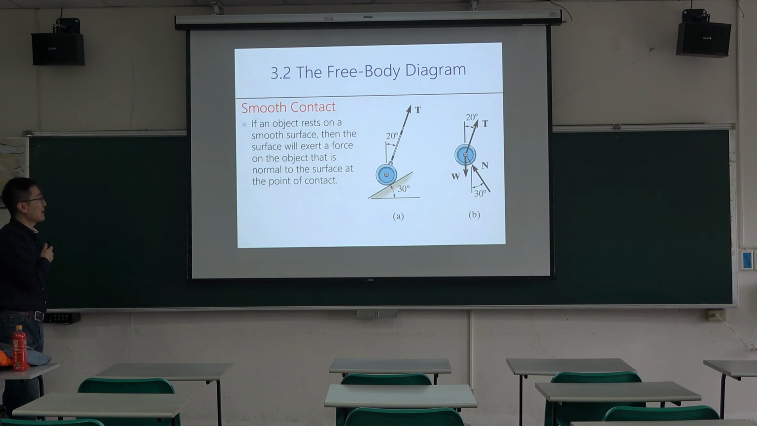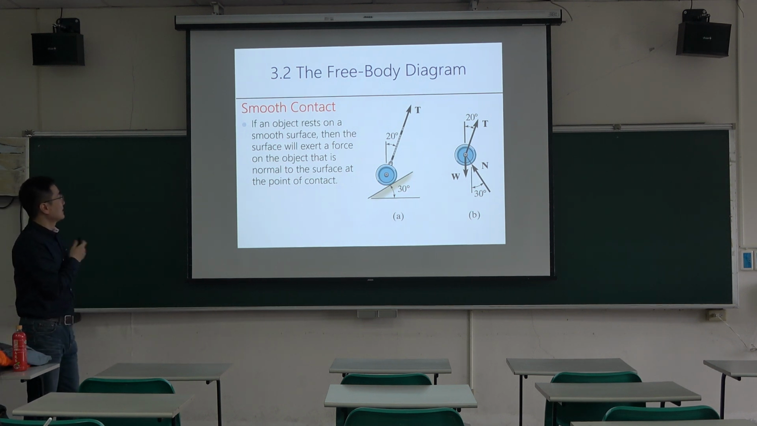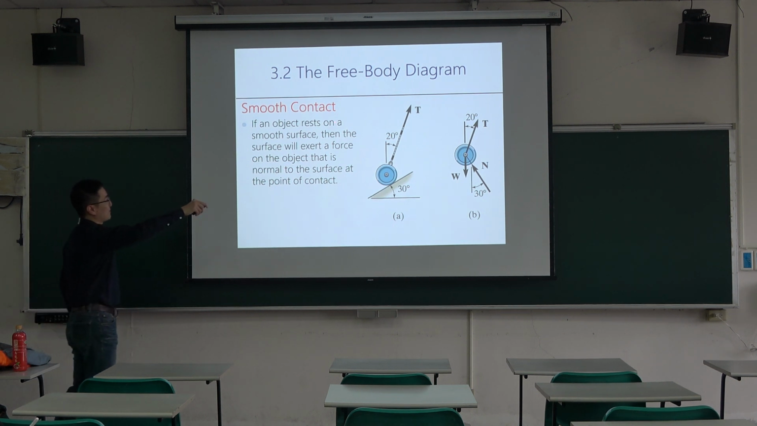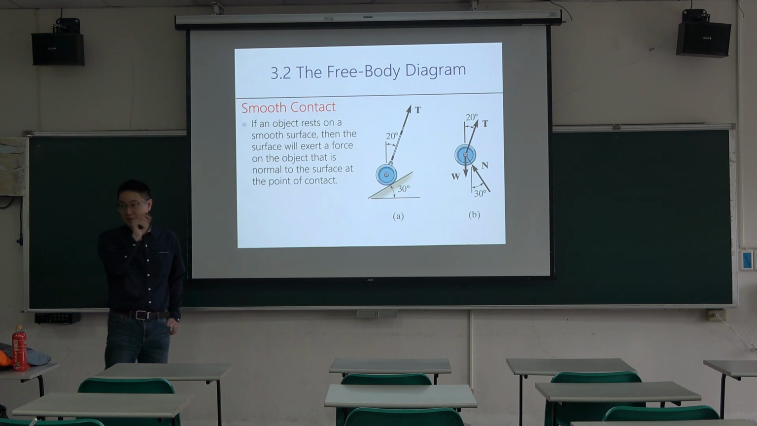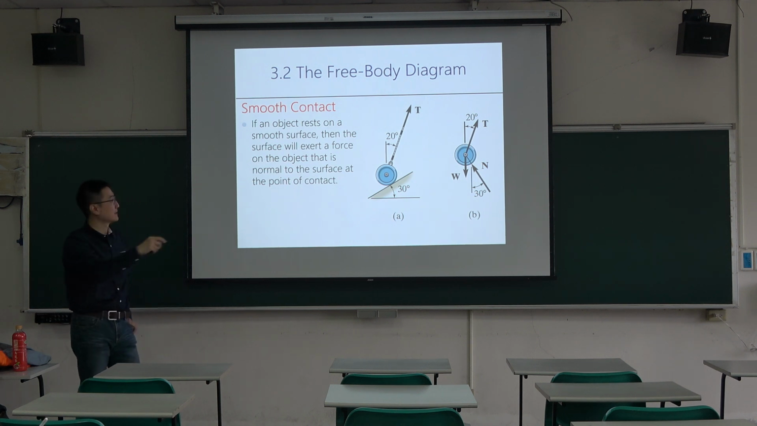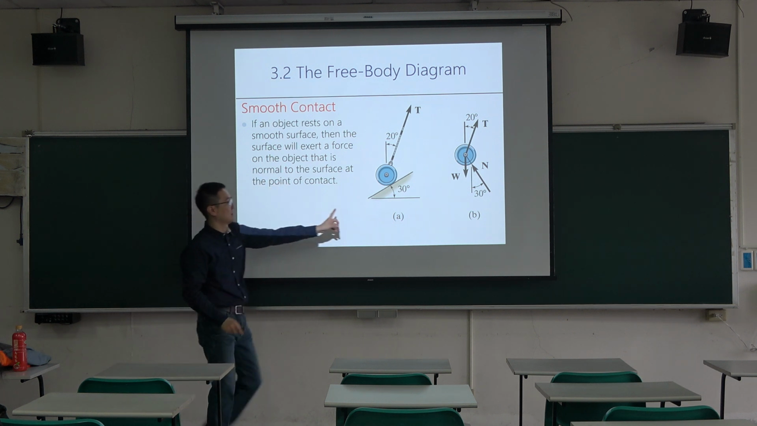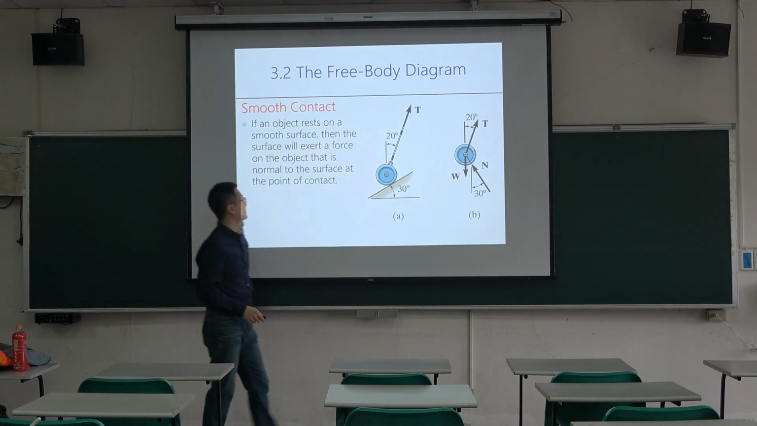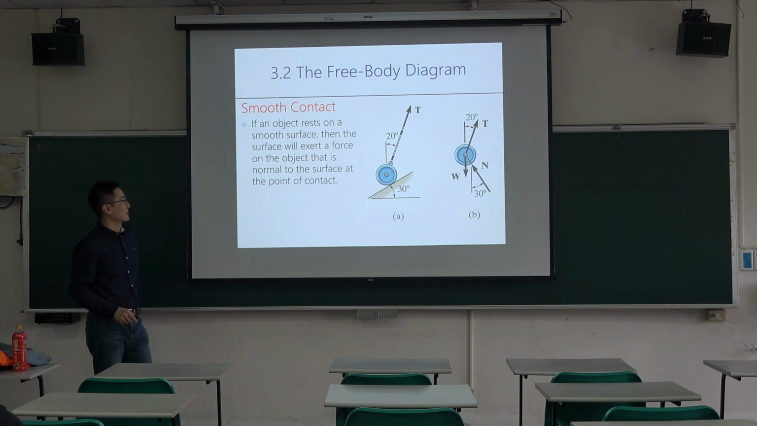Then smooth contact. If an object rests on a smooth surface, which can be known from the description in a question, then the surface will exert a force on the object that is normal to the surface, this one. And there is no friction.